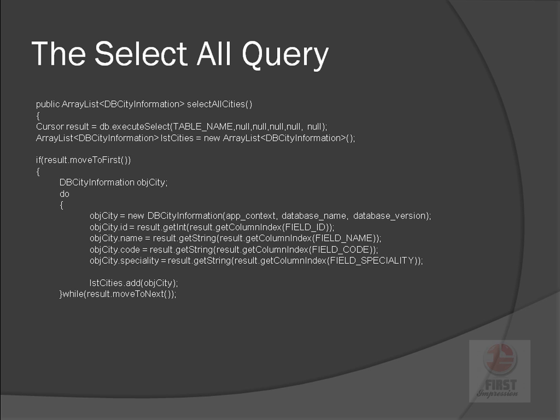The result.moveToNext function will return a true value if the next record is present. It will return a false value if there are no more records present. So if there are 5 records, this loop will run 5 times, and after the 5th record has been passed, this while will return false and take you out of the loop. Then you will say return the array list. It will return the list of cities in the form of an array list. So far so good.